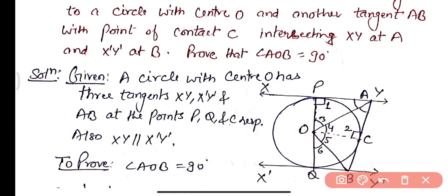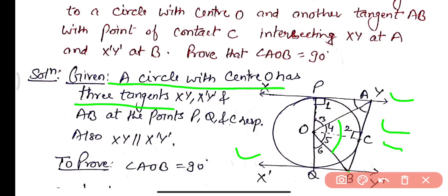You can see in the figure we are given two parallel tangents XY and X'Y', and another third tangent, that is AB, that touches the circle at point of contact C and intersects the tangent XY at point A and X'Y' at point B. So now we need to prove that this angle AOB equals 90 degrees, that is, 4 plus 5 equals 90 degrees. So we are given a circle with center O that has three tangents, XY, X'Y' and AB, at points of contact P, Q and C respectively, and XY is parallel to X'Y'. Now we need to prove that angle AOB equals 90 degrees.